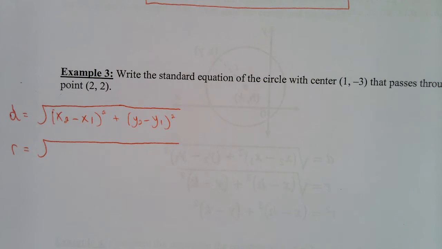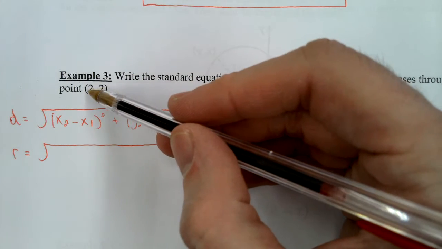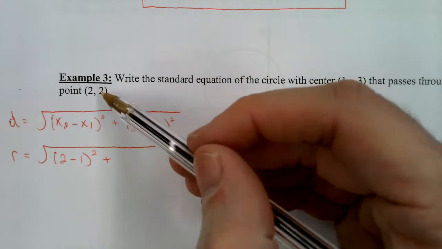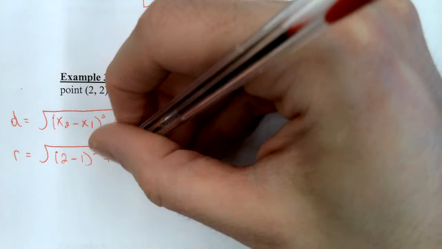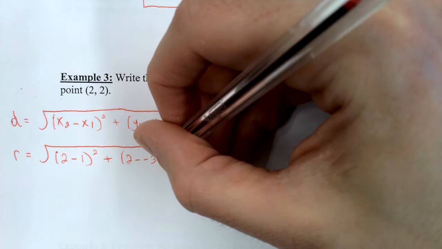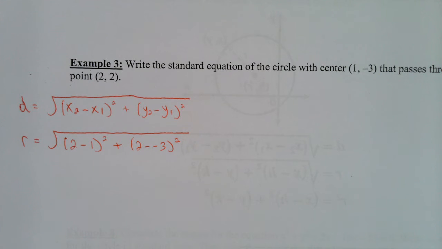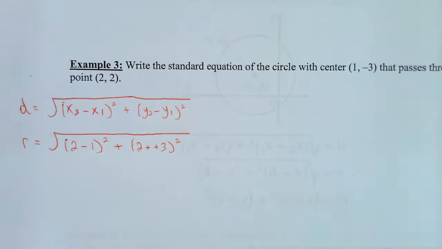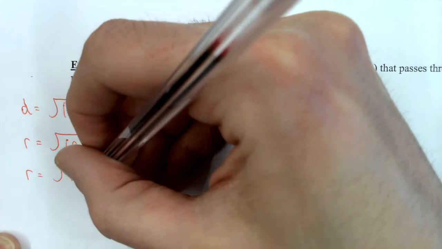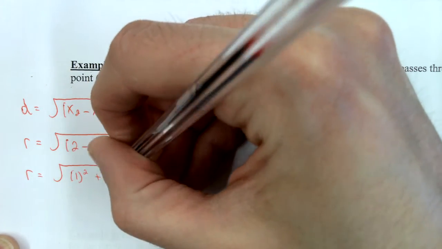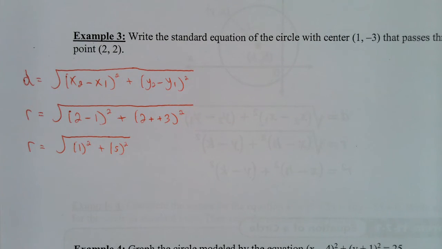x2 minus x1. So I'll do 2 minus 1. Plus y2 minus y1, so I'll do 2 minus -3. You just have to go slow. Okay, and be careful. I'll make this plus a positive 3. So I'm going to have 1 squared plus 5 squared. So 1 plus 25 is 26.